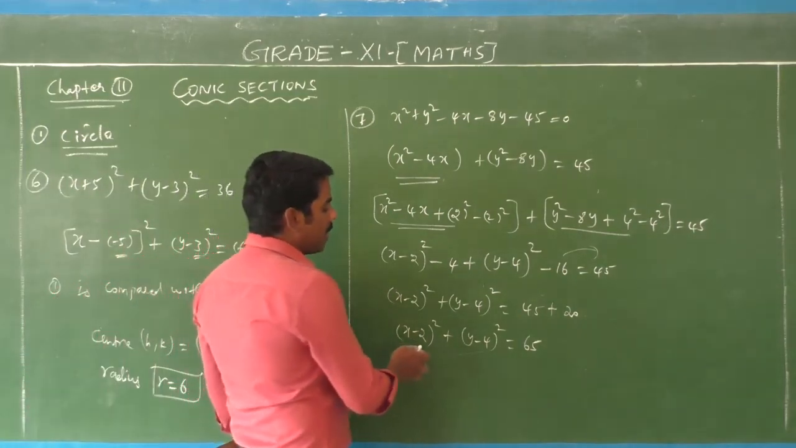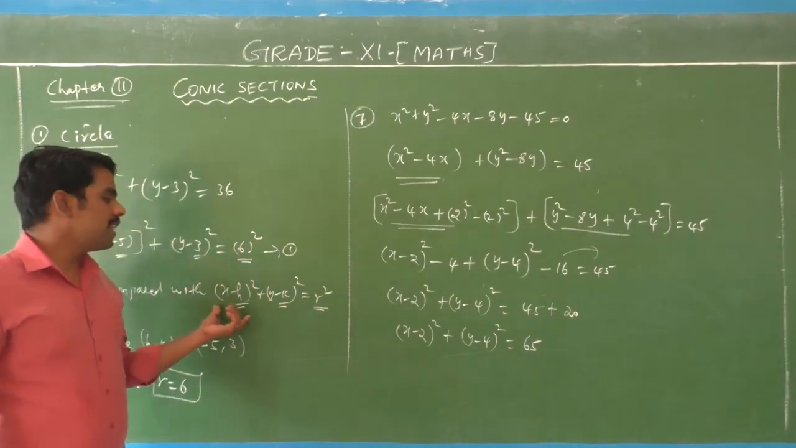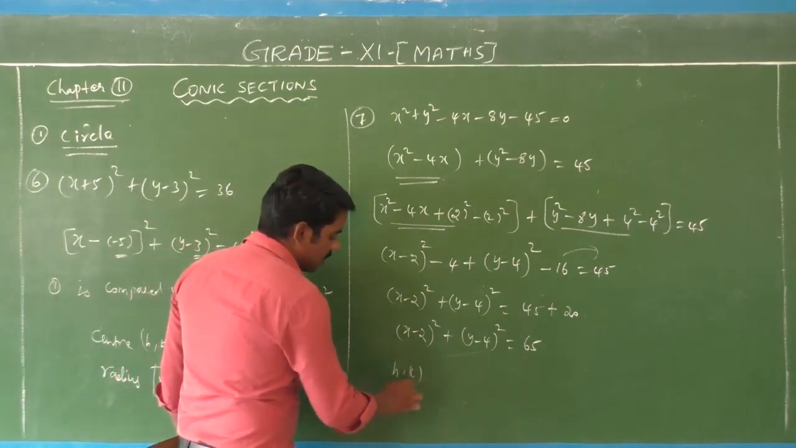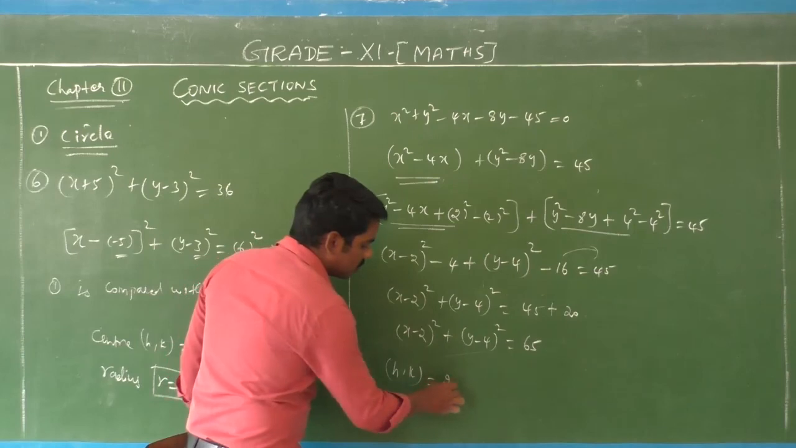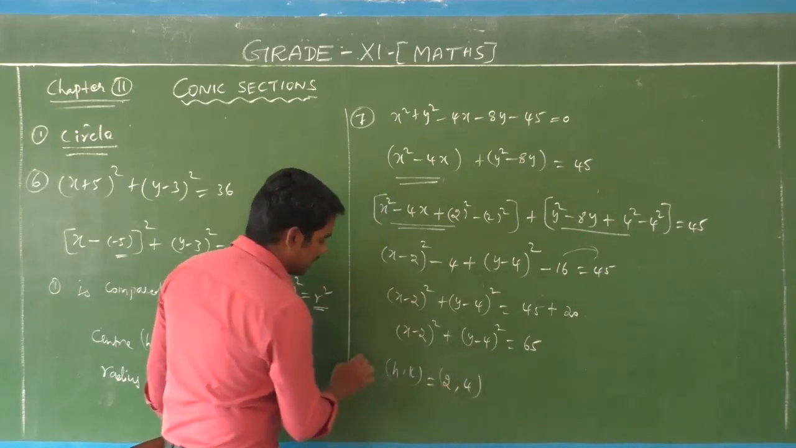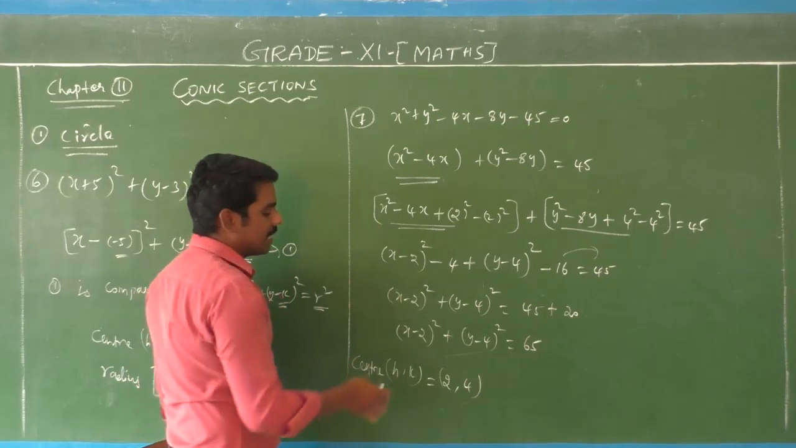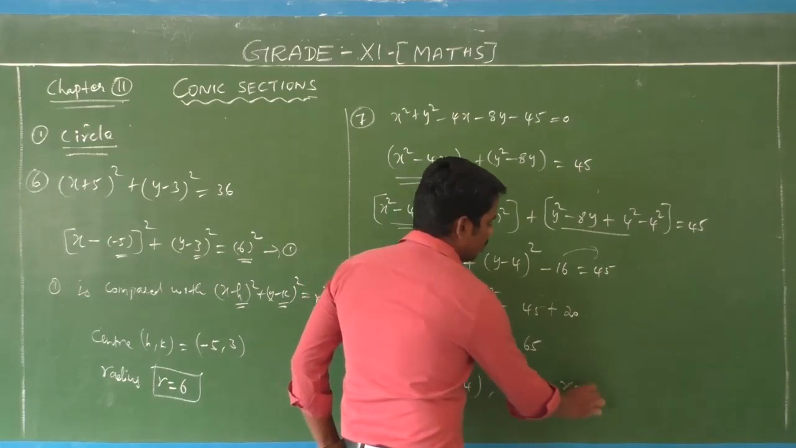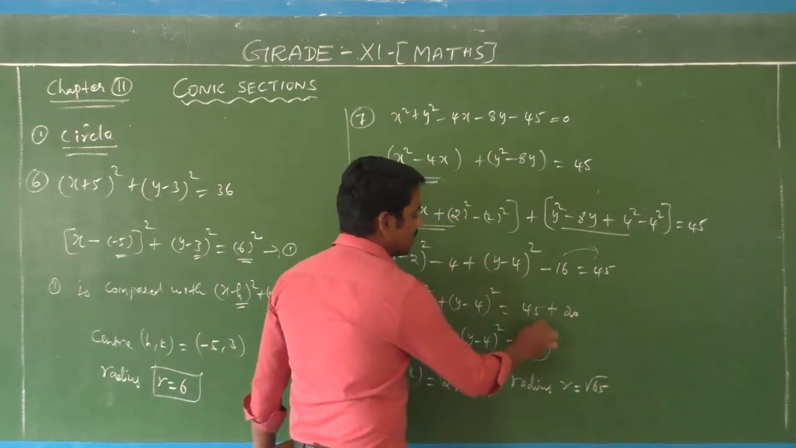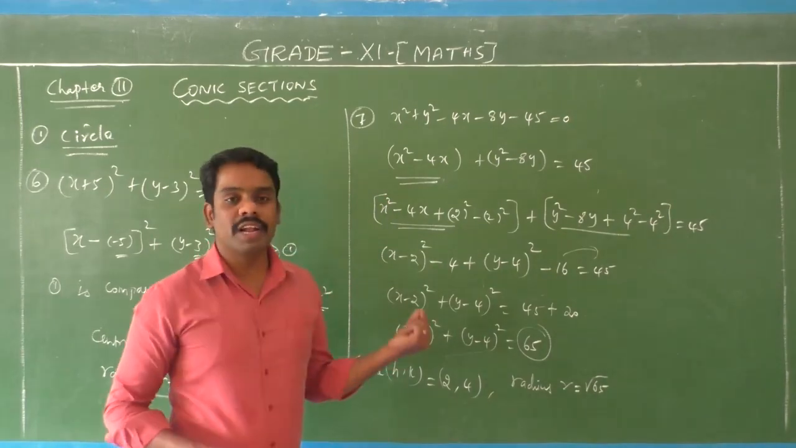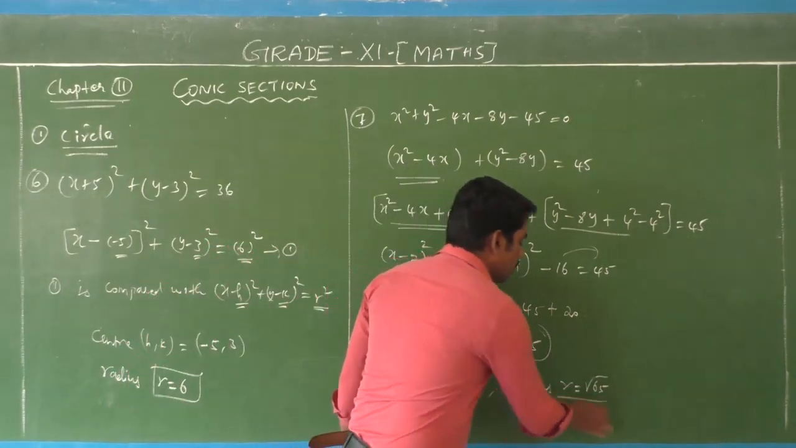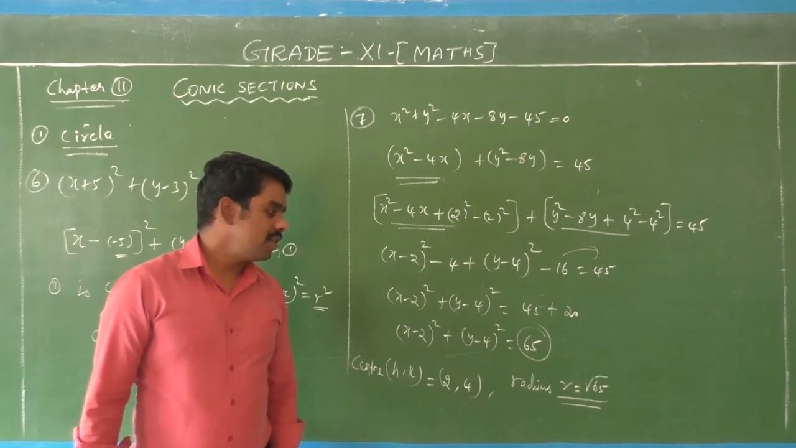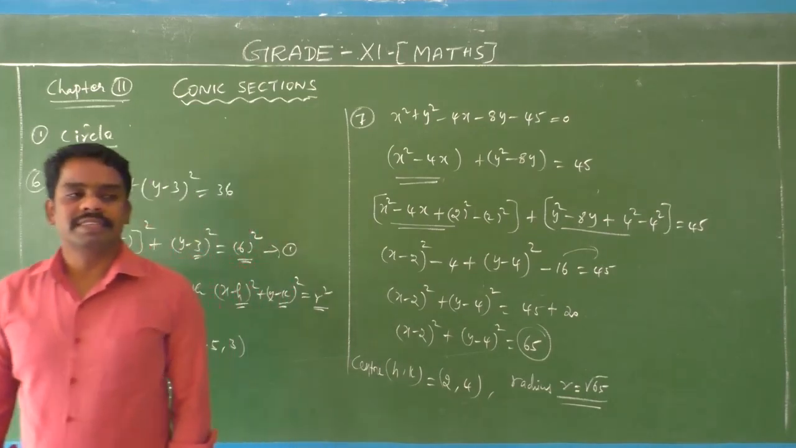Here, compare this equation with the formula (x minus h) the whole square plus (y minus k) the whole square equal to r square. So h, k is (2, 4), which is the center. The center of the given circle is (2, 4) and the radius r is root of 65, since 65 is the r square value. The radius is a measurement, so only the positive value is taken. So r is equal to the positive square root of 65. Okay.